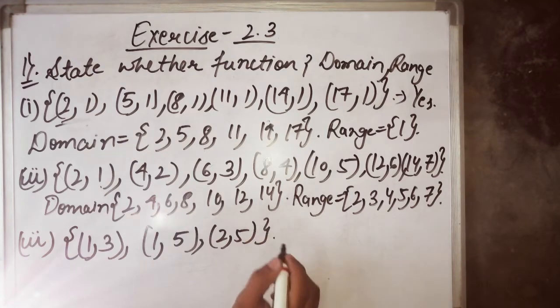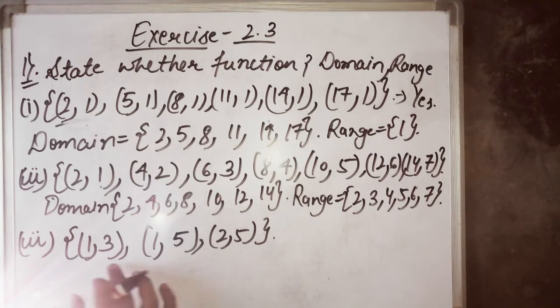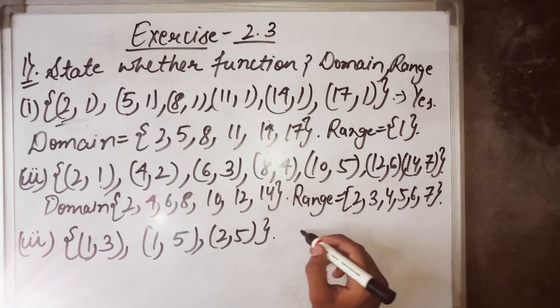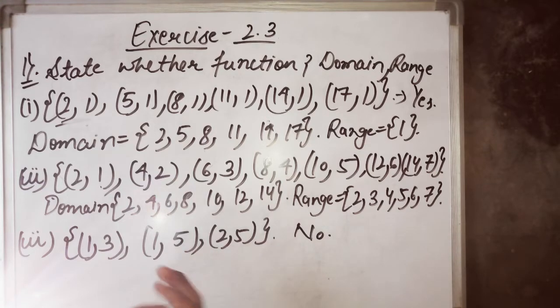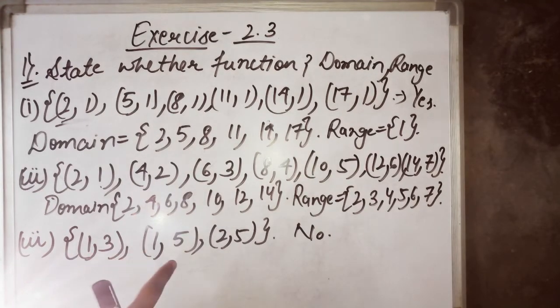Now let's see, is this relation a function or not? One has image 3 and one also has image 5. No, because one is having two images here. This means that this is not a function, and we need not write the domain and range because this is not a function at all. Let's see the second question of this exercise, but for that, pause the video to note it down.